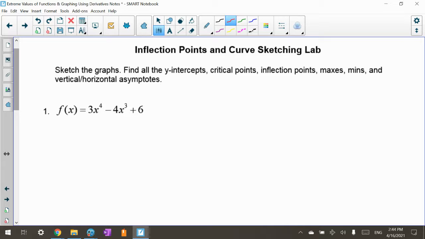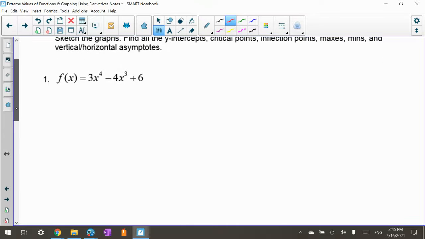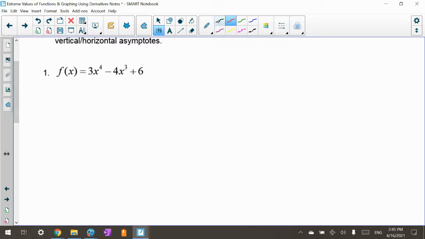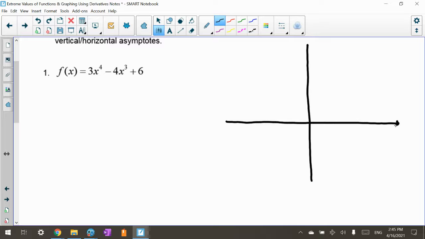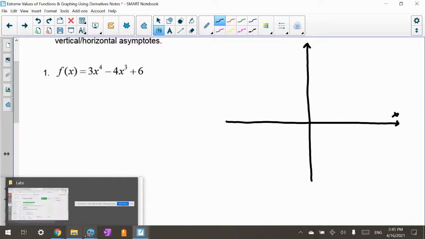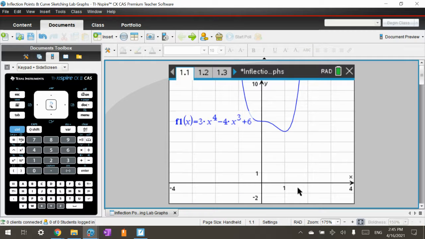So first of all, we're going to sketch the graphs, find all the y-intercepts, critical points, inflection points, maxes and mins, and vertical and horizontal asymptotes. On the right here, I want you to draw a nice size sketch of the graph, and I actually graphed this so you can look at it. Here's my X and Y, and I graphed it on my graphing calculator. This is what the graph looks like.